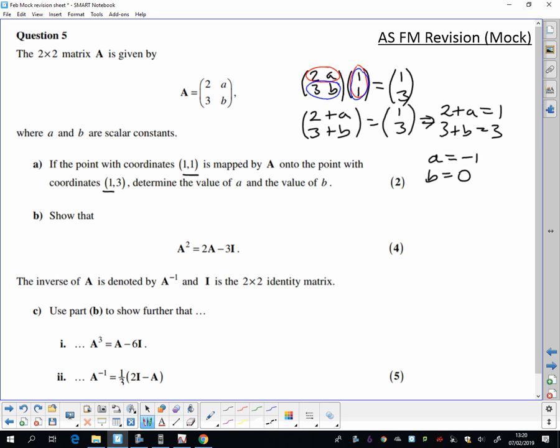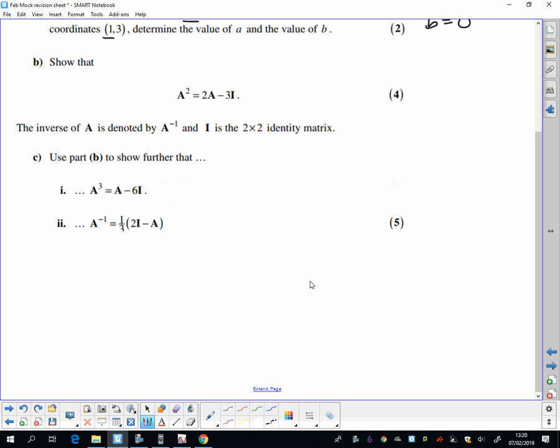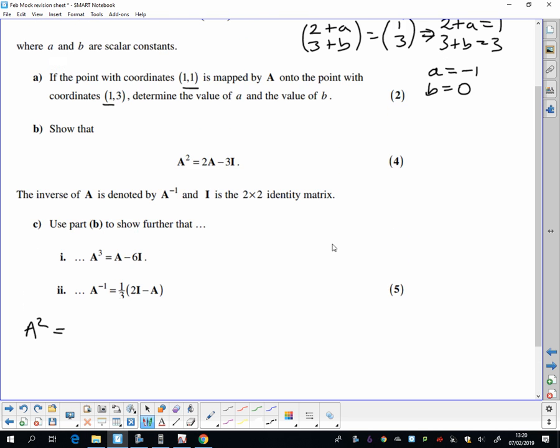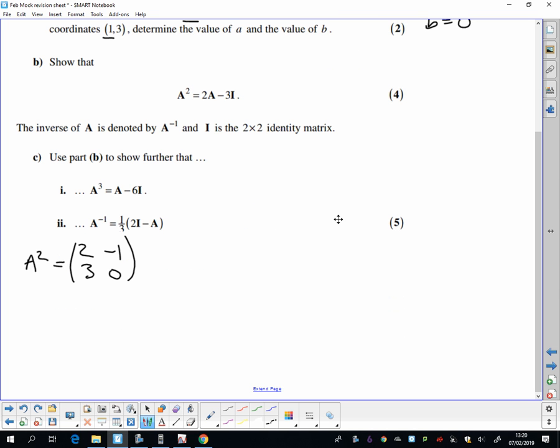Okay, now I've got to do a bit of a show that A squared is the same as 2A subtract 3 times I. Right, first of all, let's work out what A squared is. So now I know what my matrix A is. My matrix A is 2, -1, 3, 0. So A squared is the matrix times itself.